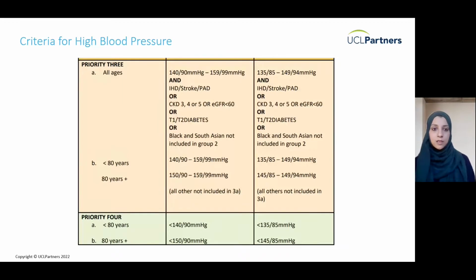This is the criteria for priority 3 and priority 4. And as mentioned, all this information is on the UCLPartners website.